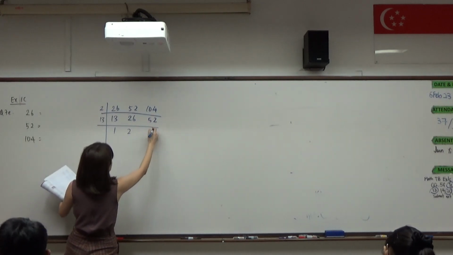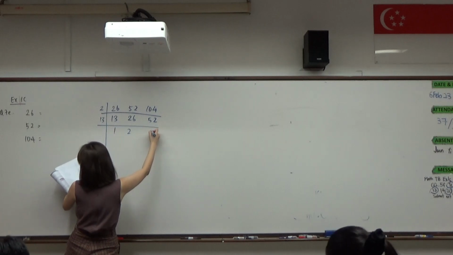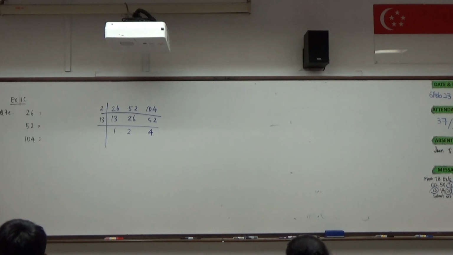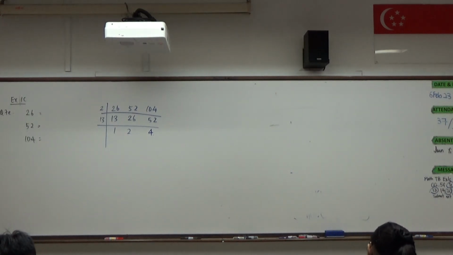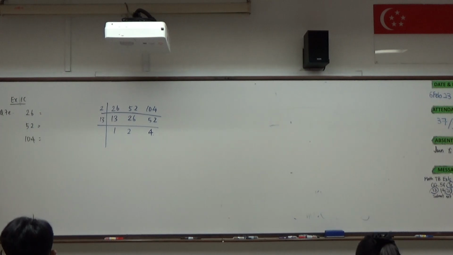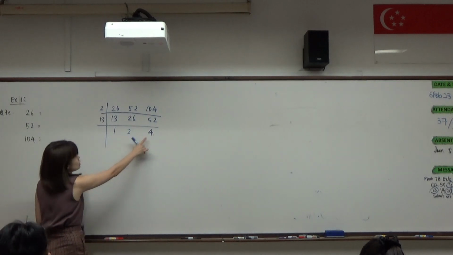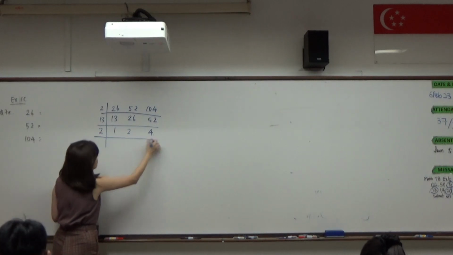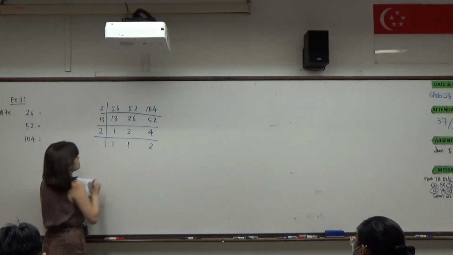52 divided by 13, what do you get? 3, is it? Okay, then we arrive at this. Because you're trying to find the lowest common multiple, for LCM we don't stop here, because between 2 and 4 there's still a common factor. We will continue. And then we have this.